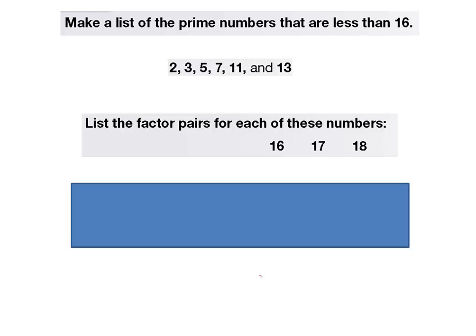They are not prime. Now list the factoring pairs for each of these numbers. Do you remember what a factoring pair is? So for 14, a factoring pair would be 1 and 14, 2 and 7. Right? Those would be factoring pairs. What are the factoring pairs for 16, 17, and 18? Pause the video, please. Write them down. See if you did it right.